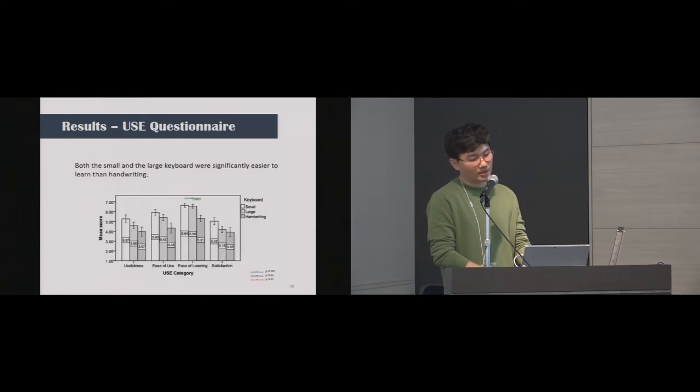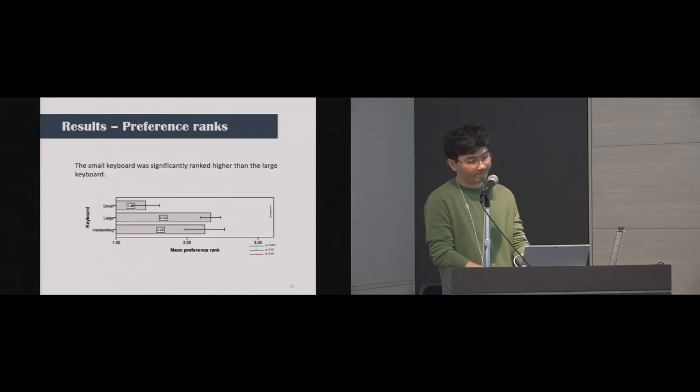In terms of USE questionnaire responses, only ease of learning score shows significant differences. Both the small and the large keyboard were significantly easier to learn than handwriting. This graph shows the mean preference ranks. The preference rank of the small keyboard was significantly higher than the large keyboard. However, there was no significant difference found between handwriting and the others.